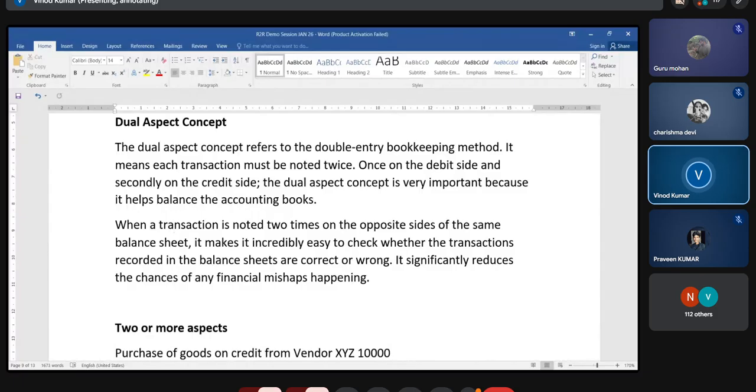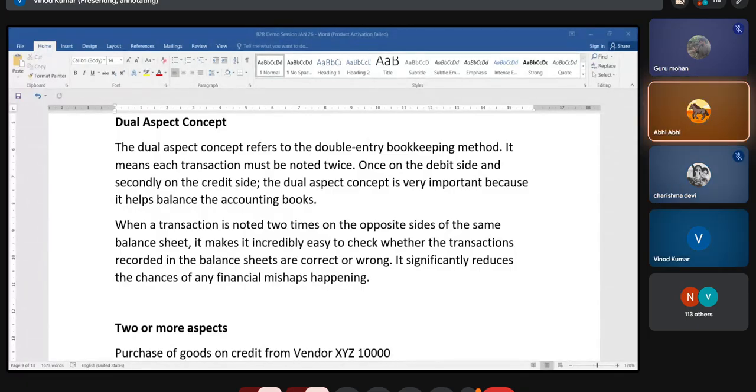Previously, people used to follow the single entry system. So what is meant by single entry system? It is also a technical question, guys. Recording of only one aspect of accounting is called a single entry system. What is meant by dual aspect accounting system? Recording of both the aspects of transactions is called the dual aspect accounting concept. Okay, let's understand.